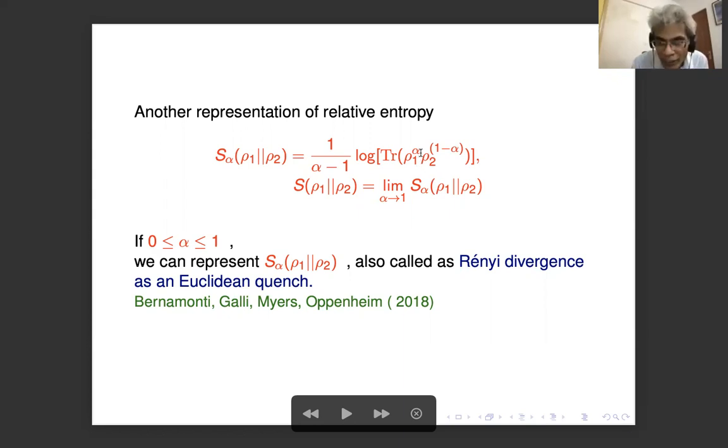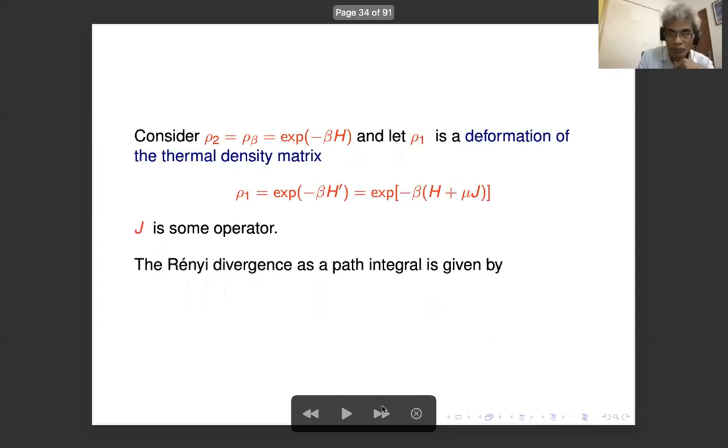But here you see rho 1 to the alpha and rho 2 to the 1 minus alpha. So it's like a fraction kind of thing. And that has a nice, slightly different path integral representation, which is easier. That representation is called the Euclidean quench by these authors. I will show you that now. It's basically the two density matrices, rho 1 to the power alpha and rho 2 to the power 1 minus alpha, and somehow you have to take the trace. So this doesn't involve a correlator for certain cases. I will show you that, especially when you choose the density matrices like this. It's easier to use this to evaluate.